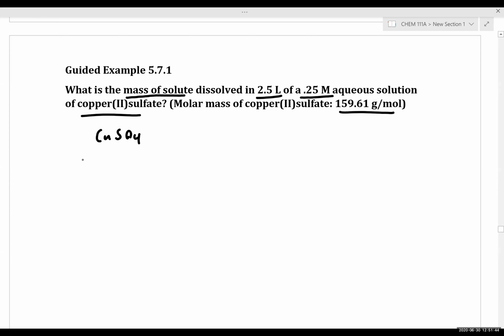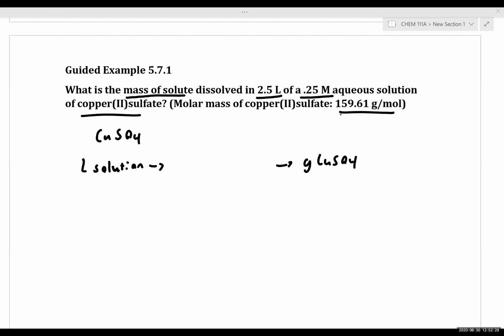So in essence, we're trying to go from liters of solution, and in the end, we want to report the grams of copper sulfate. Now, how are we going to calculate the grams of copper sulfate? What unit are we going to go through? What is our intermediate stepping stone unit? We're starting with liters of solution, and we want to calculate the grams.